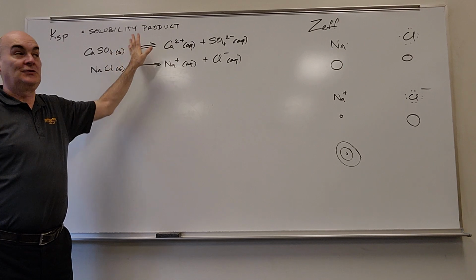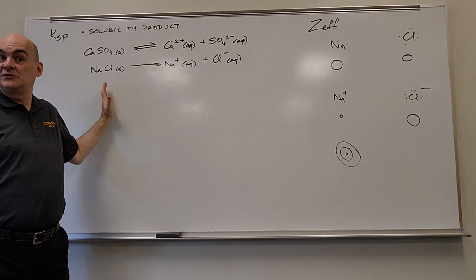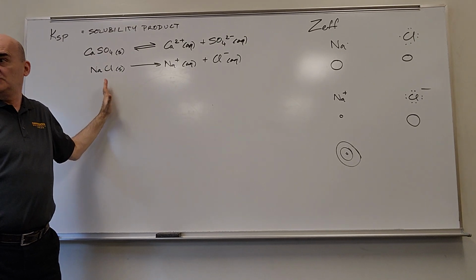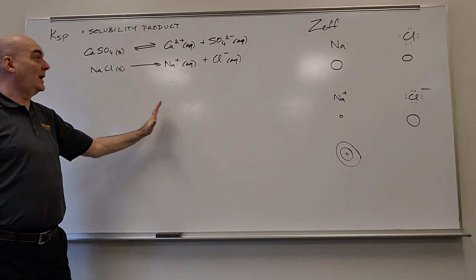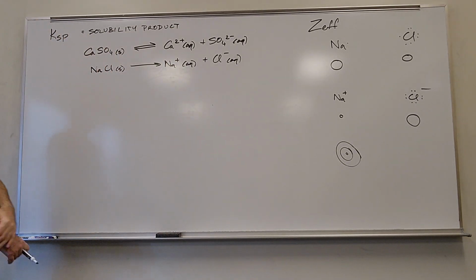Most of it stays in solution. Some of it becomes calcium ions and sulfate ions. Sodium chloride, most chlorides are soluble. All sodium salts are soluble. Strong electrolyte, 100% of this goes into solution, 100% of that goes into solution. General Chemistry 1 and General Chemistry 2 tell us there is no effect on the equilibrium. That's not true.